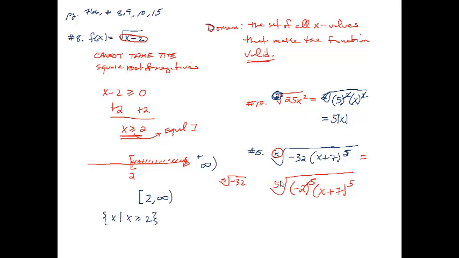Well, the fifth power and the fifth root cancel out, and I'm left with just negative 2, x plus 7. Now, since this is an odd root, I don't have to use absolute values. If it was even, I would have to put absolute values on everything. So we want to be careful with that. Alright, so that's 10.1. Let me know if you have any questions.